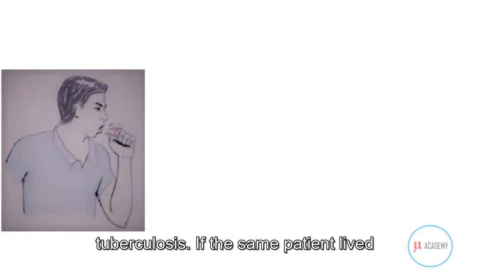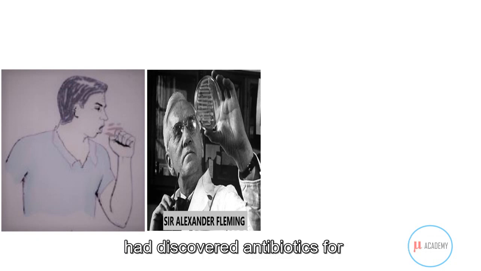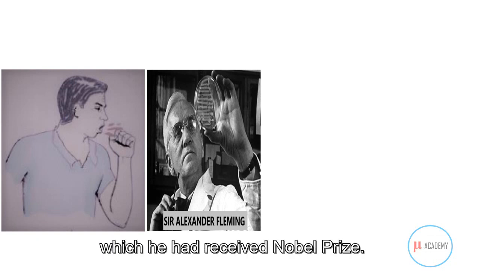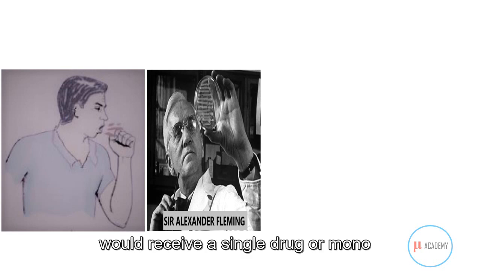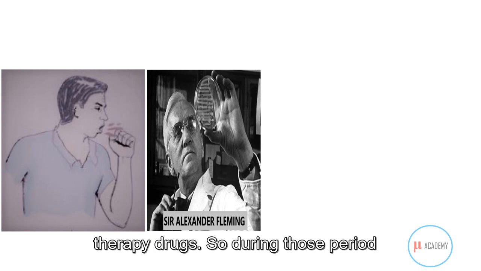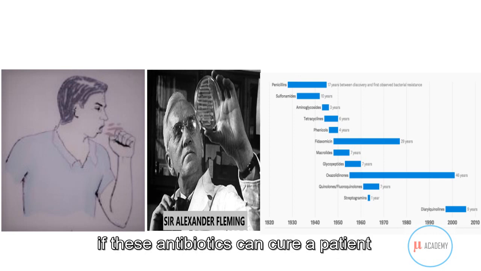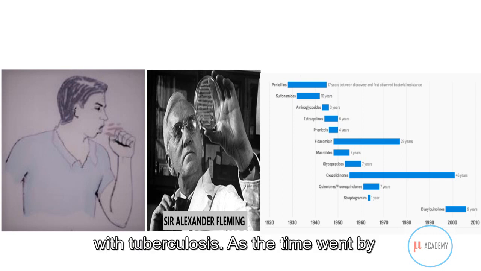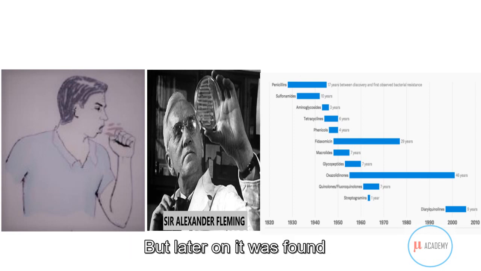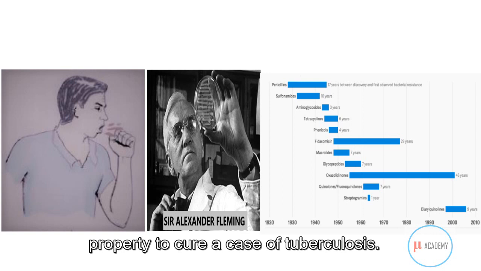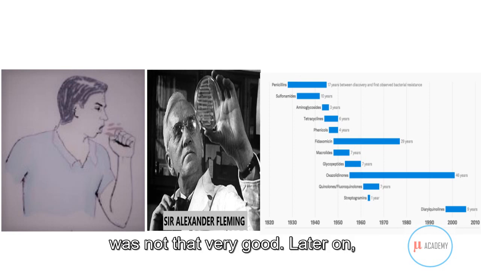If the same patient lived in 1900, remember in 1928, Sir Alexander Fleming had discovered antibiotics for which he had received Nobel Prize. So if this patient lived in 1928, this patient will receive single drugs or monotherapy drugs. So during those periods, different antibiotics were tested to see if these antibiotics can cure a patient with tuberculosis. As the time went by, newer antibiotics were discovered, but later on it was found that certain antibiotics had the property to cure a case of tuberculosis, but the problem was that the efficacy was not that very good.